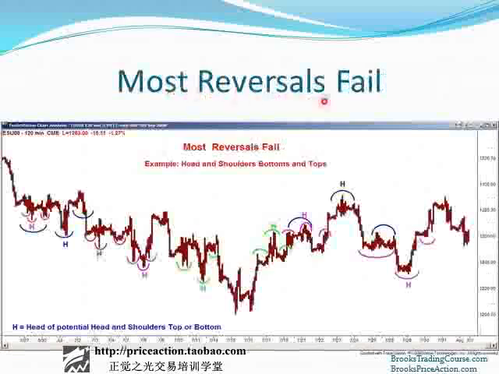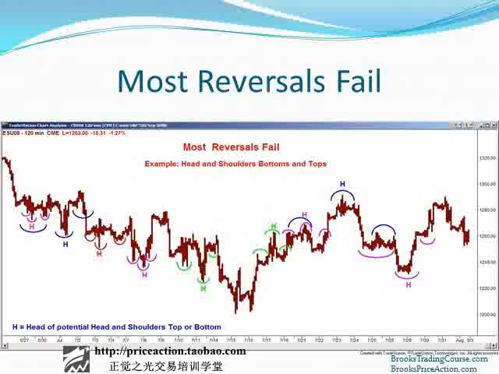Now, you've heard me say repeatedly that most reversals fail, and the reversal pattern that I tend to pick on the most is the head and shoulders pattern, because that's the one you hear the most on television or in books, that, oh, wow, it's a head and shoulders top or it's a head and shoulders bottom, and therefore the market will reverse. No. If you see a head and shoulders top, it's probably a bull flag. If you see a head and shoulders bottom, it's probably a bear flag.